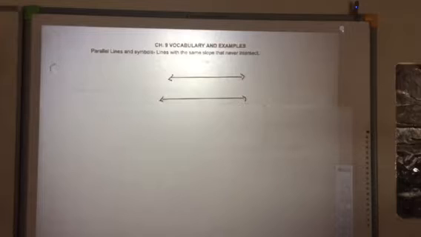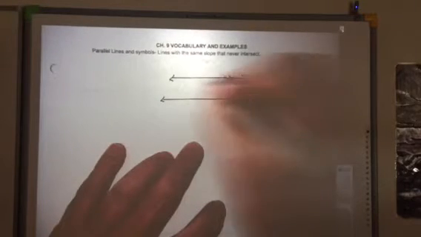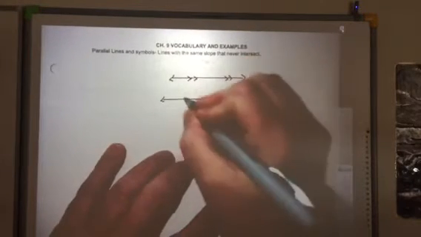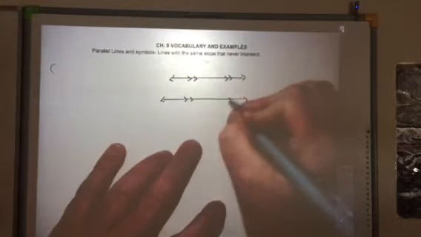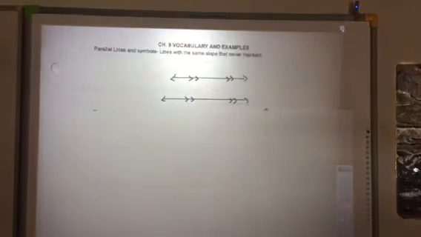So parallel lines and symbols. Lines with the same slope that never intersect. Their symbols are when you have little arrows like this on the line. Those little arrows tell you that they're parallel, that they'll never intersect and have the same slope.